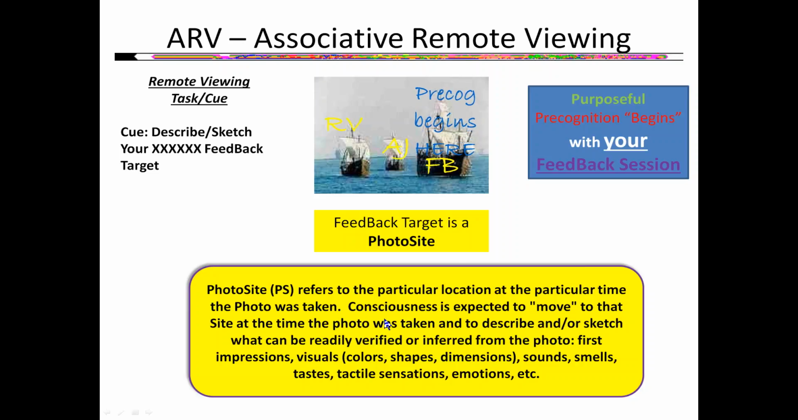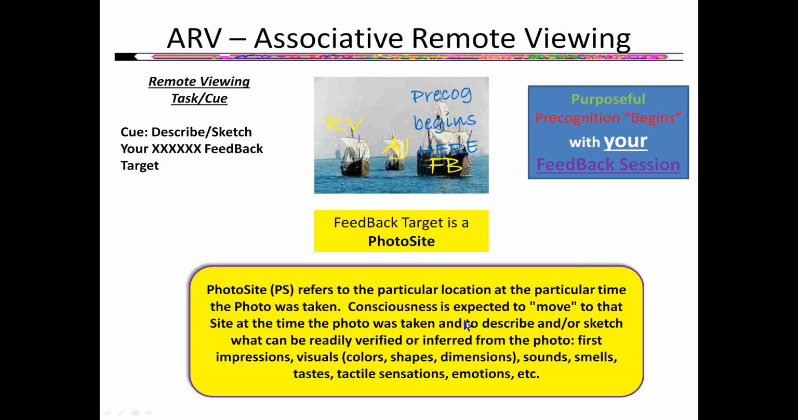Now, consciousness moves to that physical site at the time the photo was taken, and its job is to describe and/or sketch what can be readily verified or inferred from the photo. So first impressions are really very important. And these can include visuals, color, shapes, dimensions, sounds, smells, tastes, tactile sensations, emotions. Essentially, your whole nervous system is available for reporting about the photo site.